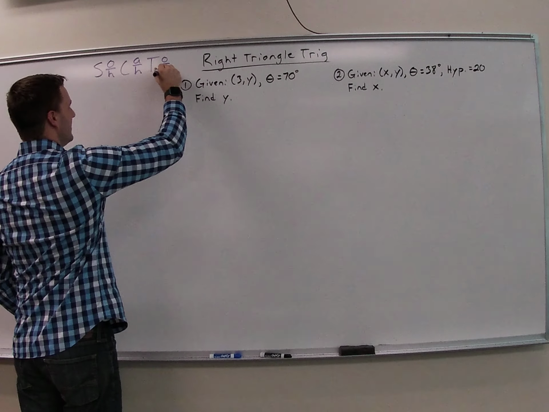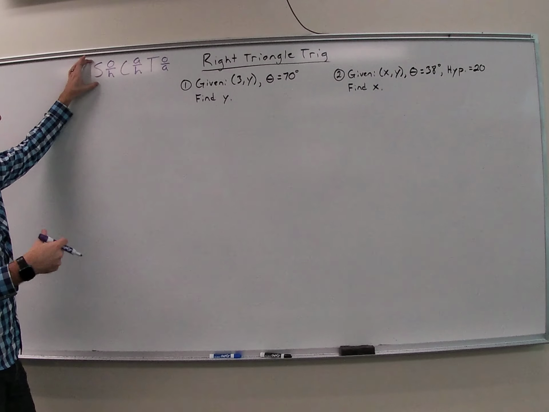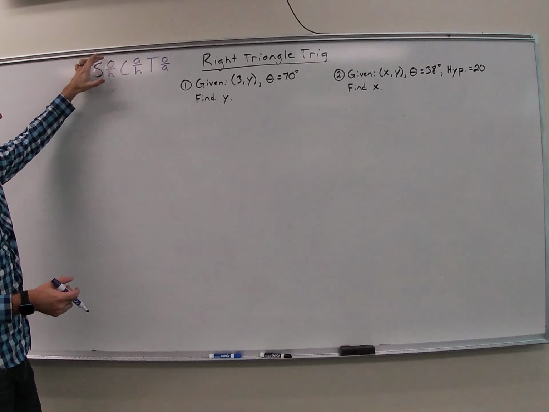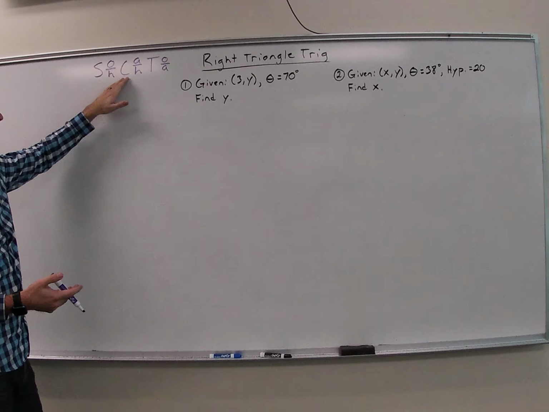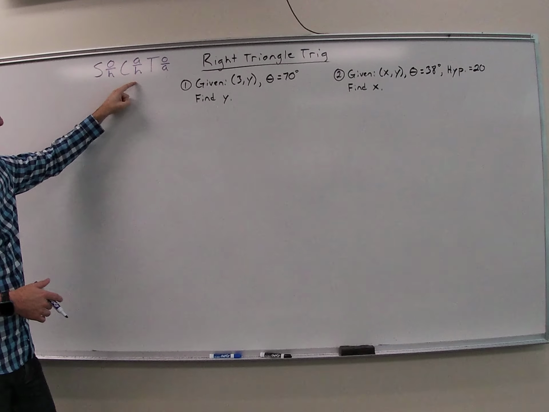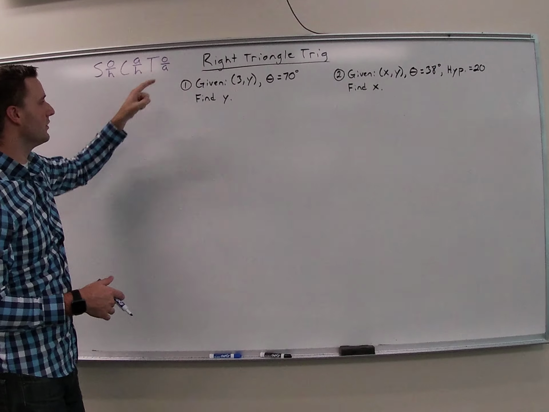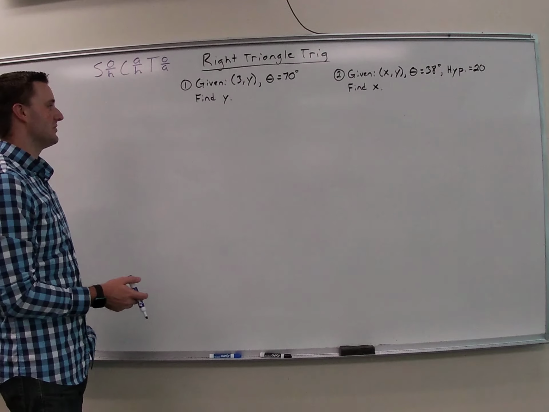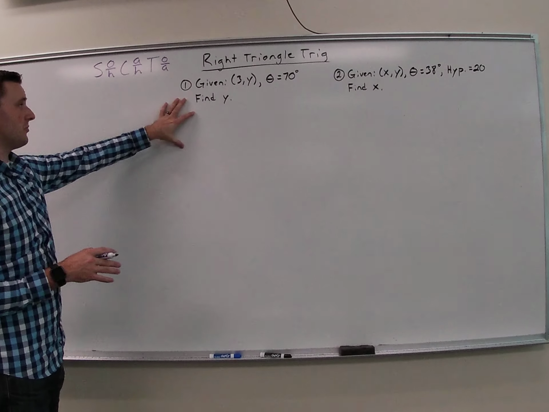SOH CAH TOA. And so what this means is that the sine function is going to be using the ratio, the opposite side over the hypotenuse, only in right triangles. The cosine is going to be using the adjacent side over the hypotenuse. And the tangent function is going to be using the opposite side over the adjacent side. And so it's been a while since you've used that, but we can use that to solve problems like this.